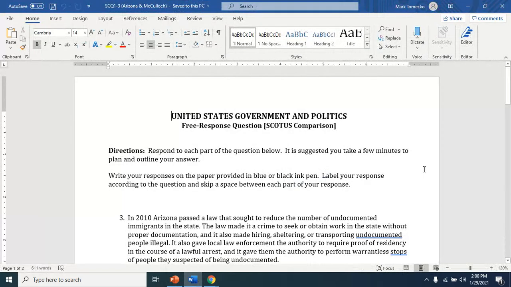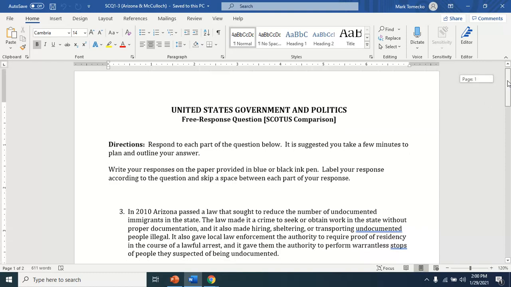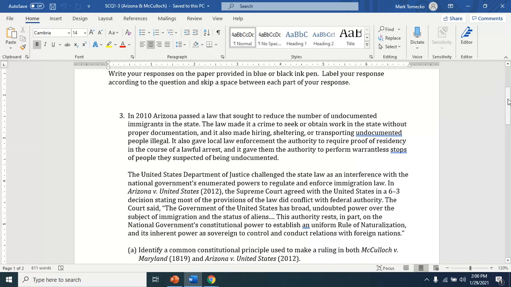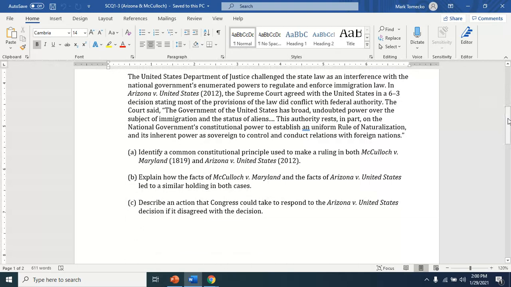Now let me show you an example of a SCOTUS comparison FRQ. So it'll look something like this. Here is that summary of the new case. Usually it's a couple paragraphs long, not too long. Remember, we don't want to read that right away. That'll confuse us. We want to look at the questions.